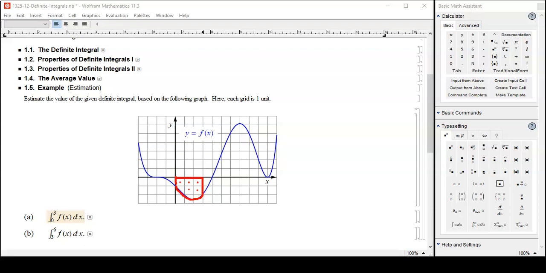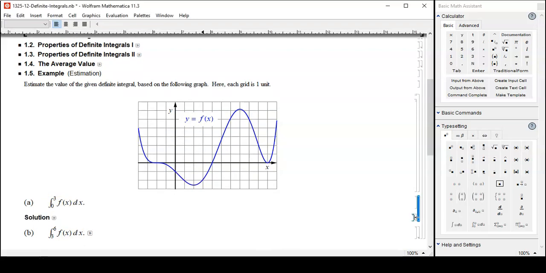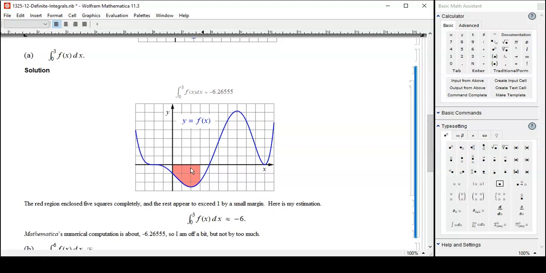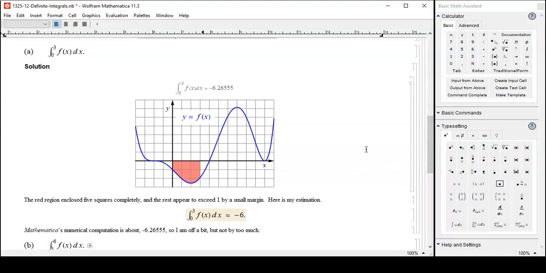Consequently, about -6. Let's see what I did in my answer key. Yeah, about -6. You see there are 5 squares completely captured. About a half, a little bit more than a half. Put together, I get about -6. Below the x-axis, so it should be clearly negative. And the real area is about -6.26 something, so this estimation was pretty good.